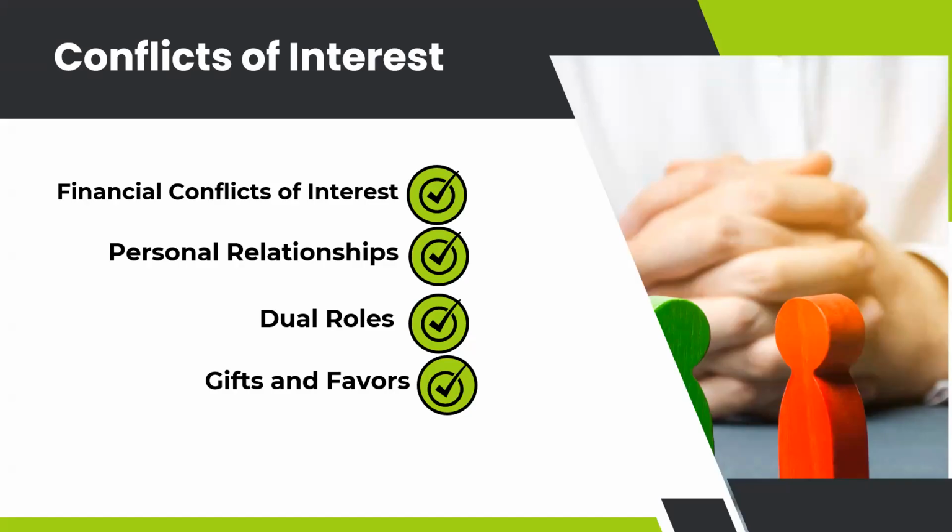Dual roles. This is when an individual holds multiple roles within a business or has affiliation with other organizations, which can cause conflicts to arise. For instance, a board member of one company may also be a board member of a competitor, potentially leading to divided loyalties and biased decision making. Gifts and favors. Accepting gifts and favors or other forms of compensation from suppliers, clients, or other parties with whom the business interacts can create conflicts of interest. These perks may influence decision-making in favor of the party providing them.